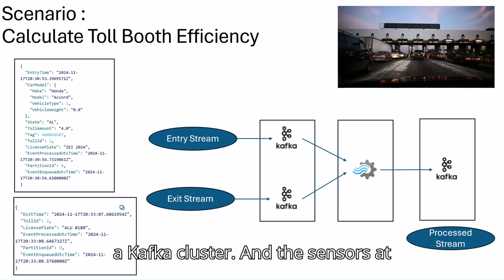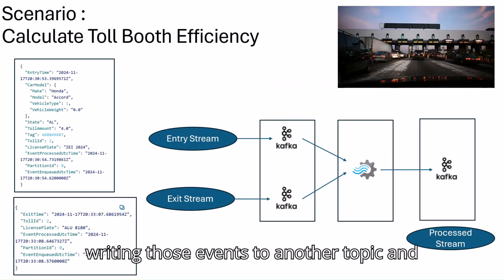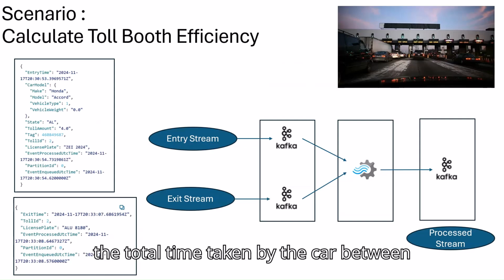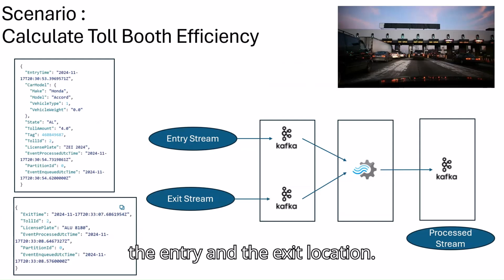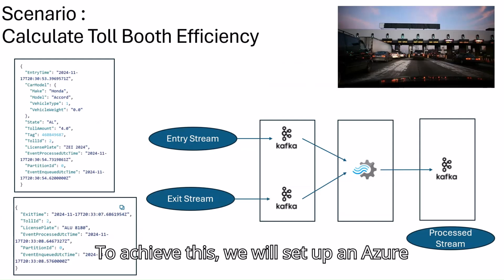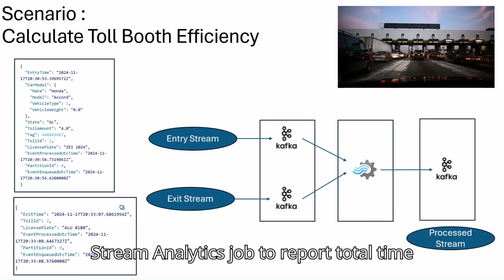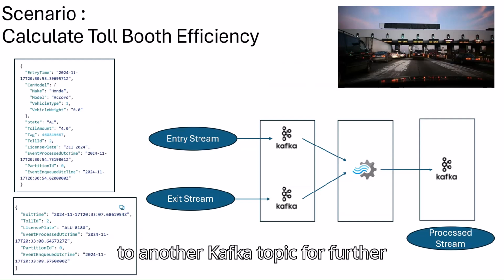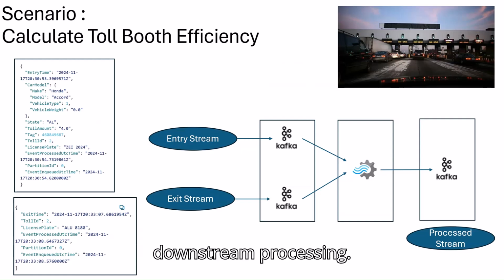And the sensors at the exit are producing exit streams by writing those events to another topic in a Kafka cluster. We want to calculate the total time taken by the car between the entry and the exit location. To achieve this, we will set up an Azure Stream Analytics job to report total time taken by each car. Stream Analytics will send this process result to another Kafka topic for further downstream processing.